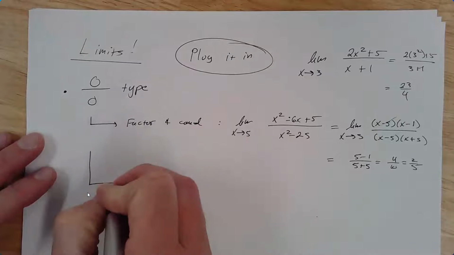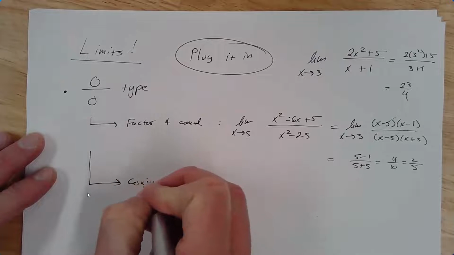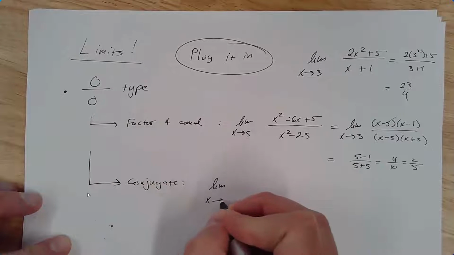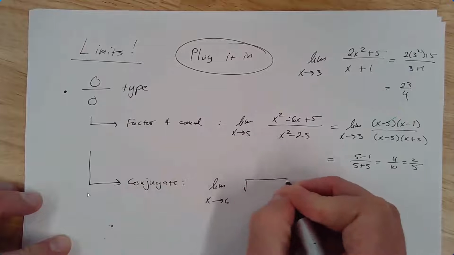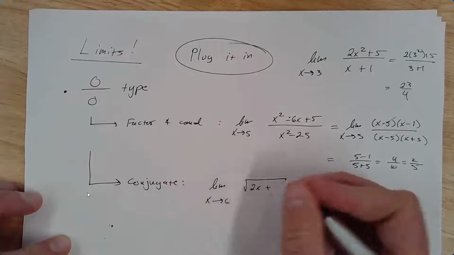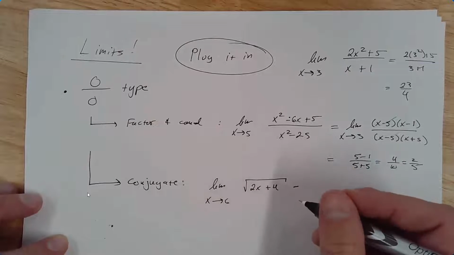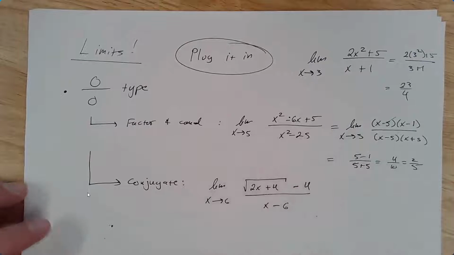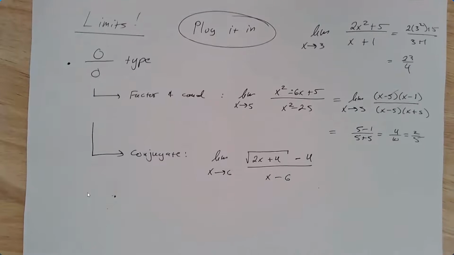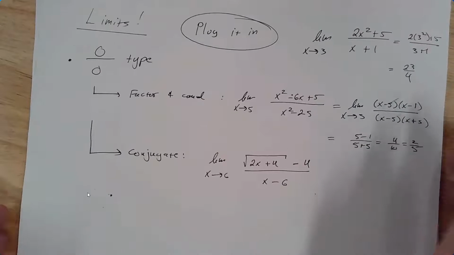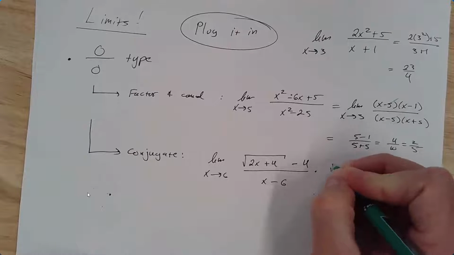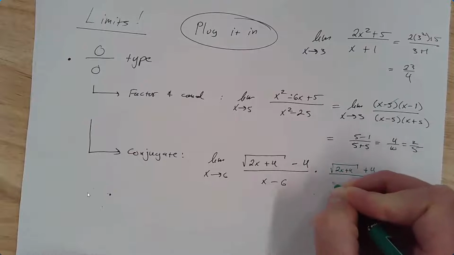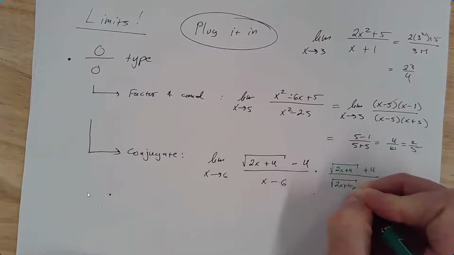Or you might have to multiply by a conjugate. For example, the limit as x approaches 6 of the square root of 2x plus 4 minus 4, all over x minus 6. Here we would definitely multiply the top and bottom by the conjugate of the square root expression: square root of 2x plus 4 plus 4, over the square root of 2x plus 4 plus 4.